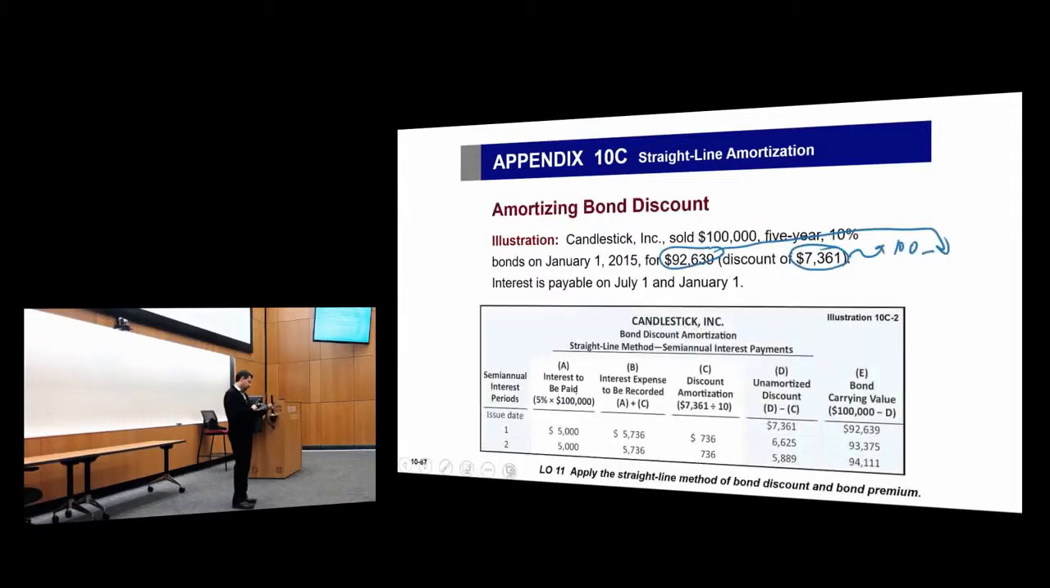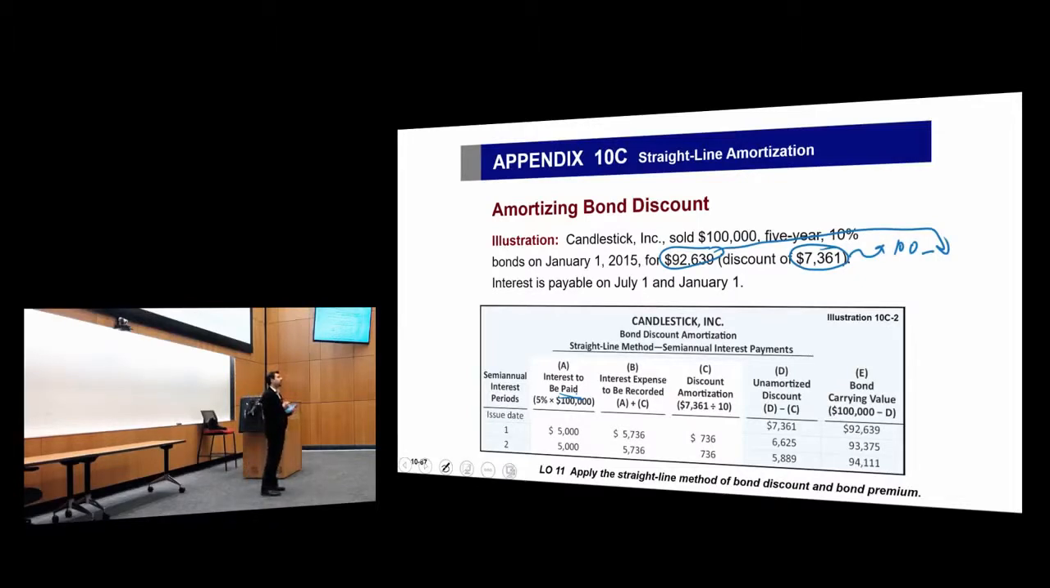Now, the interest that the company will actually pay, so the interest that is actually to be paid, this is the amount that the company will actually have to pay. Okay? This is 5,000. That's based on face value multiplied by interest rate multiplied by 6/12. Okay? This is based on the contractual interest rate and the face value. That's the amount of check that will be sent to bond owners.